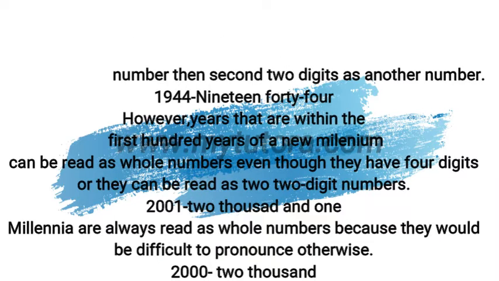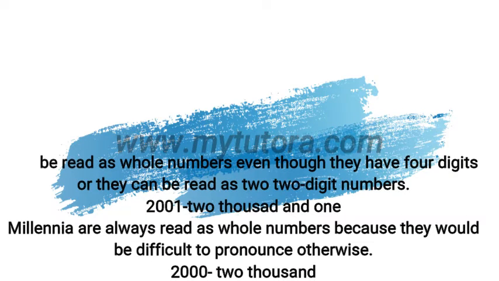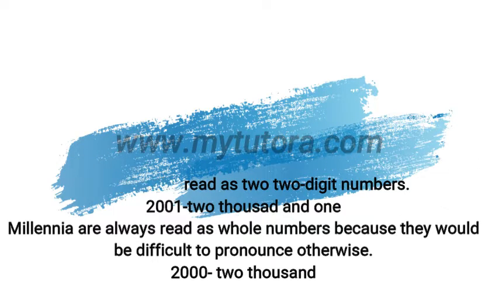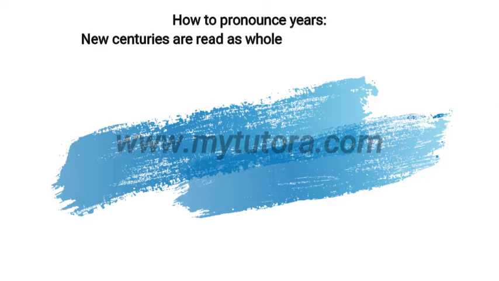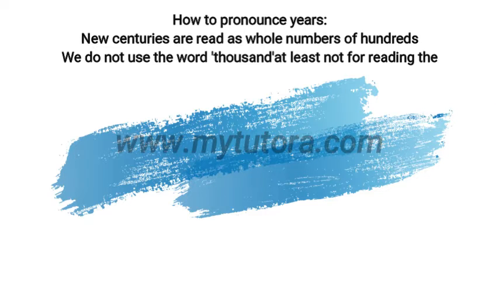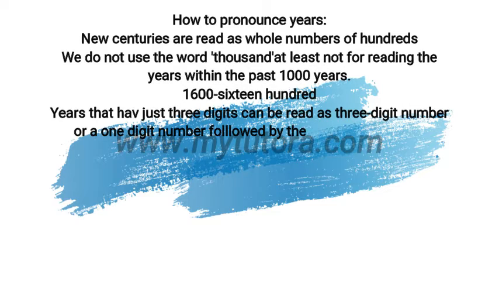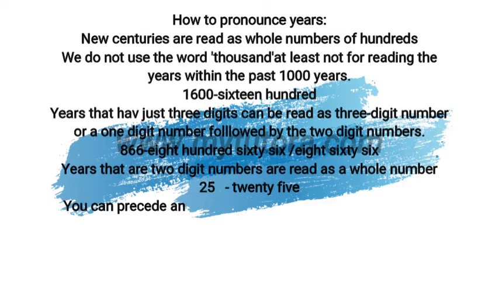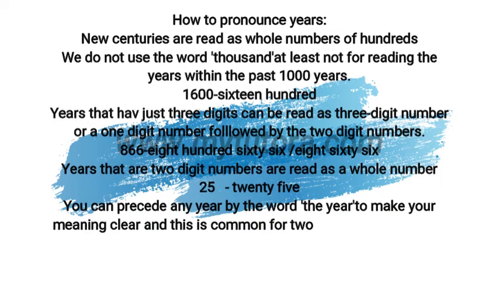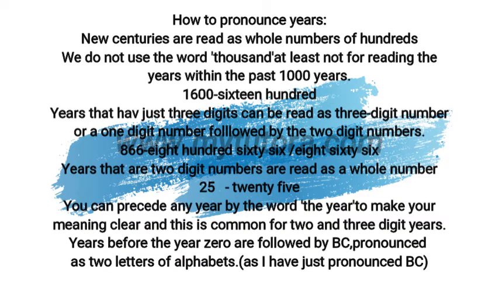Millennia are always read as whole numbers because they would be difficult to pronounce otherwise. For example, 2000, we will say it as two thousand. How to pronounce years? New centuries are read as whole numbers of hundreds. We do not use the word thousand, at least not for reading years within the past 1000 years. For example, 1600 we will pronounce as sixteen hundred.